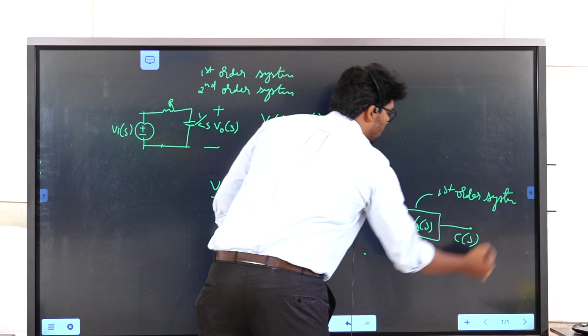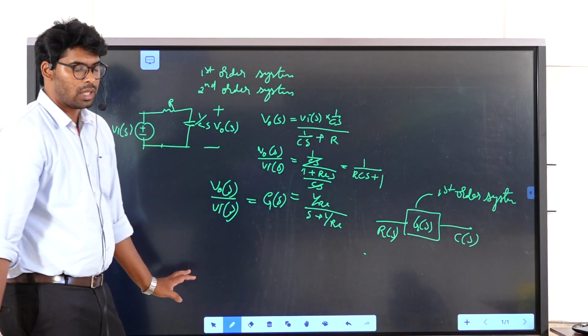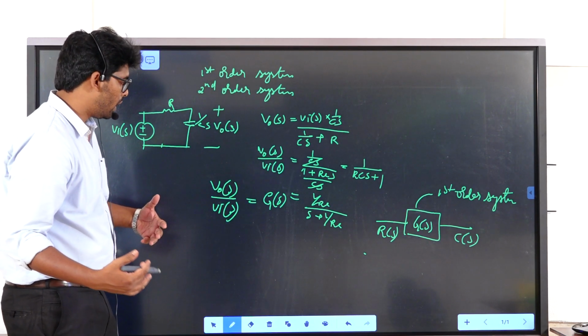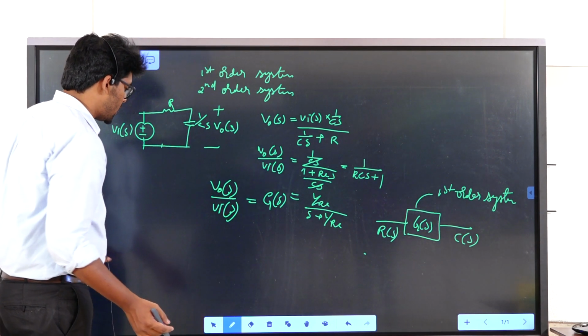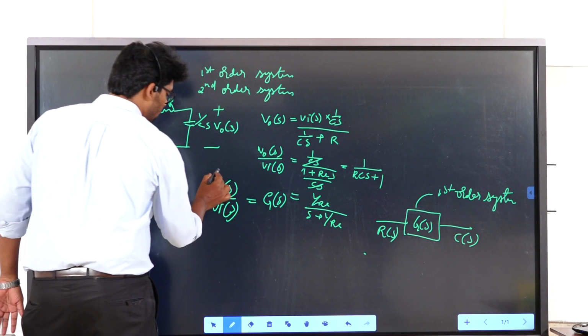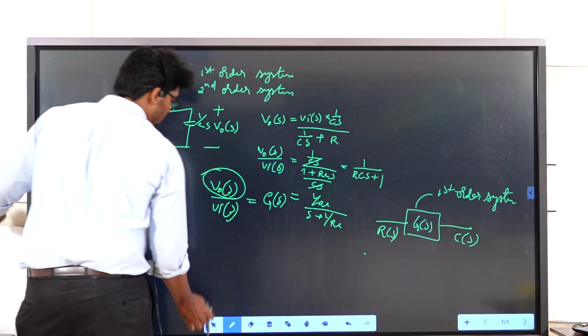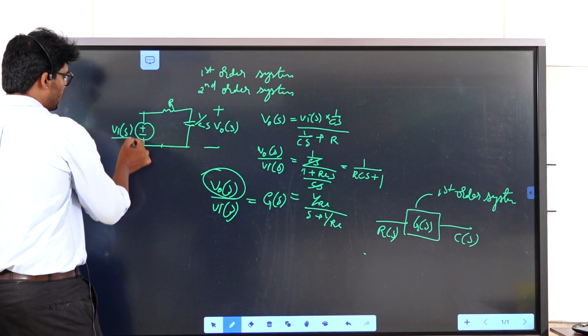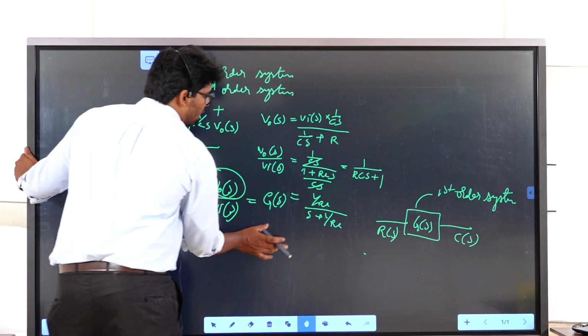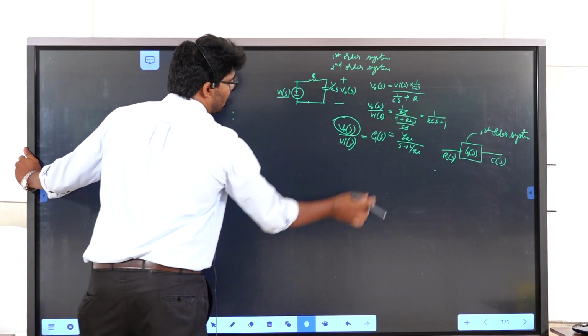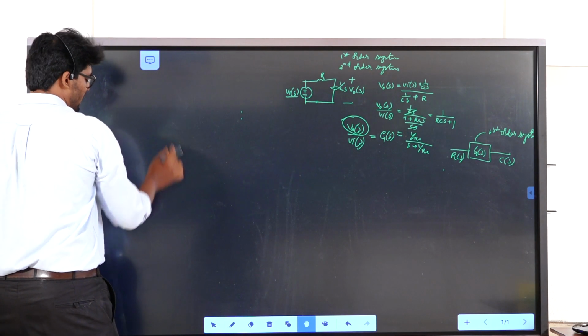Okay, so you got the first order system. Now what we have to do? We have to take the response. So I got the first order system like this. To know the response, that is output is my response, right? So what is the input I am giving? Input I am giving a DC value. That means I am giving the input as a unit step input.